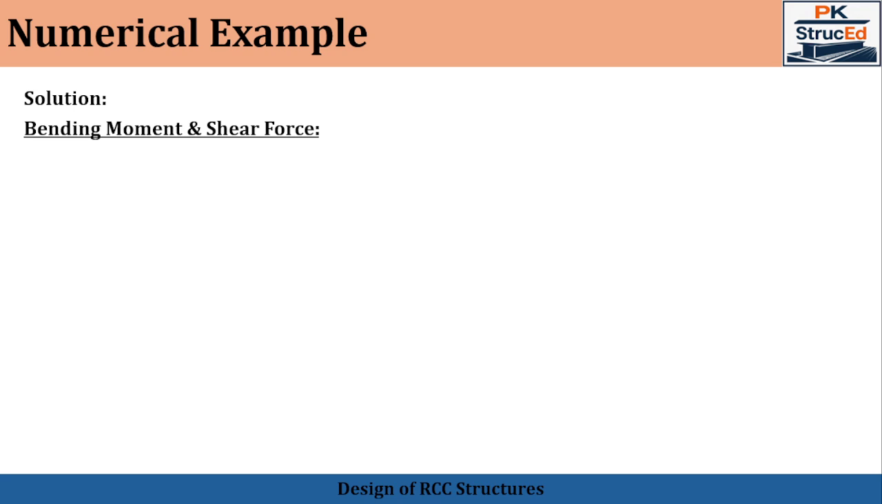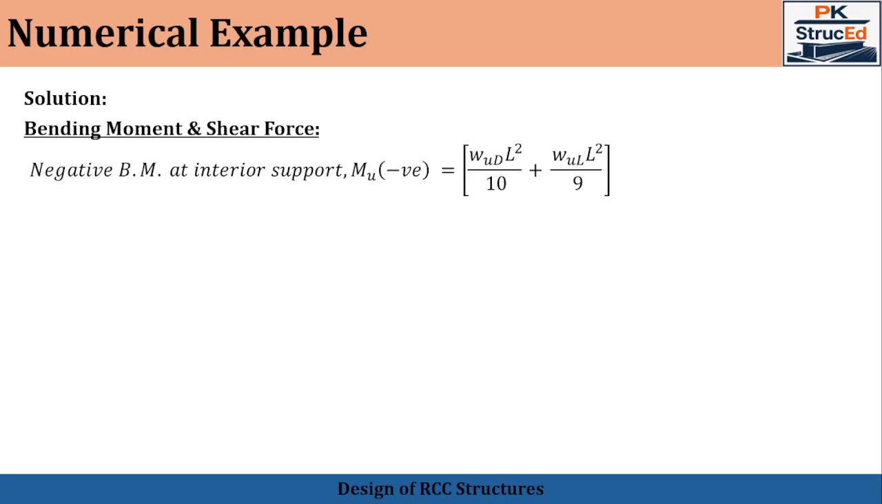Now going on with the bending moment and the shear force, as per Table 12, the negative bending moment at the interior supports will be computed as WL squared by 10 plus WL squared by 9 separately for the dead load and the live load respectively. Here the dead loads and live loads are calculated separately, and substituting all these values, we'll get the negative bending moment at the interior support as 153 kilonewton meter.